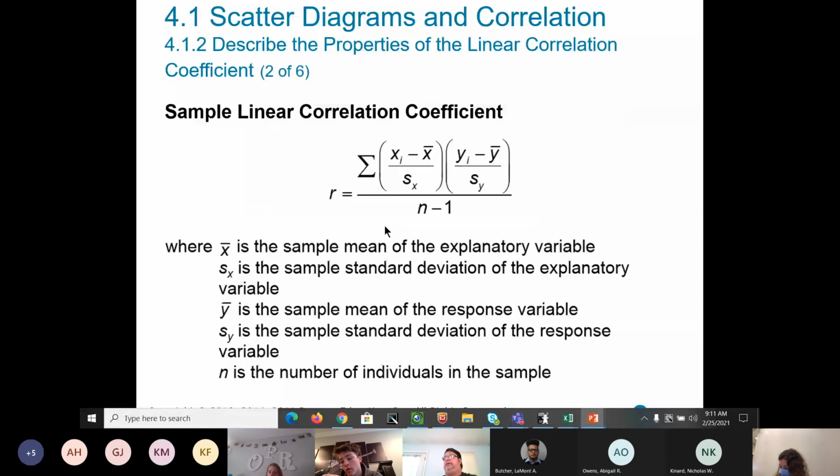This is how you find R. You can write it down, but I'm not even going to go into this. Let the calculator do it. This is some tedious math. I'm not going to make you do that. You're welcome.